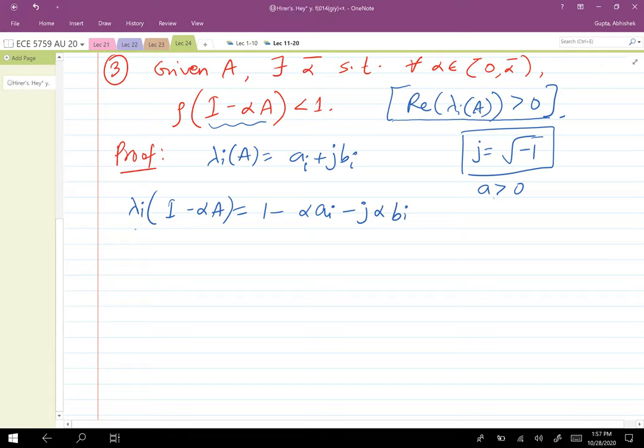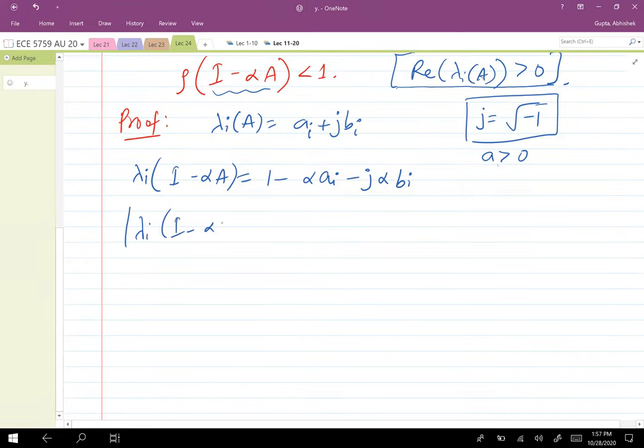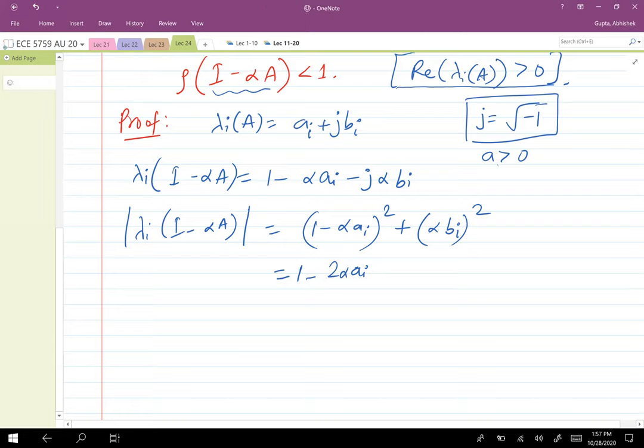Now, in order to compute the spectral radius of I minus alpha A, I have to look at the absolute value of lambda_i of I minus alpha A. So the absolute value of 1 minus alpha a_i squared plus alpha b_i squared. After some computation, I'm sure you can convince yourself that this is given by 1 minus 2 alpha a_i plus alpha squared (a_i squared plus b_i squared).